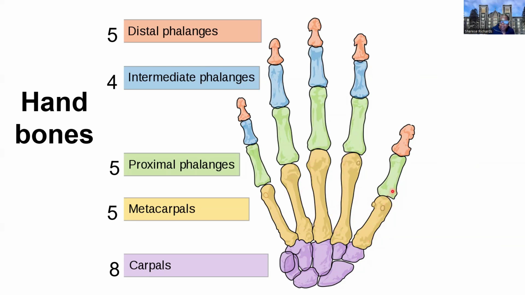Then we have the proximal phalange. The metacarpals articulate to the proximal phalange, and these are also named 1 through 5 according to their location from the first digit to the 5th digit. Only in the 4 digits do they articulate to the intermediate phalange. So we don't have an intermediate phalange for the first digit. We only have a proximal and a distal. And then finally, the distal phalanges 1 through 5 are the smallest and most distal phalange that form the very tips of the digits.